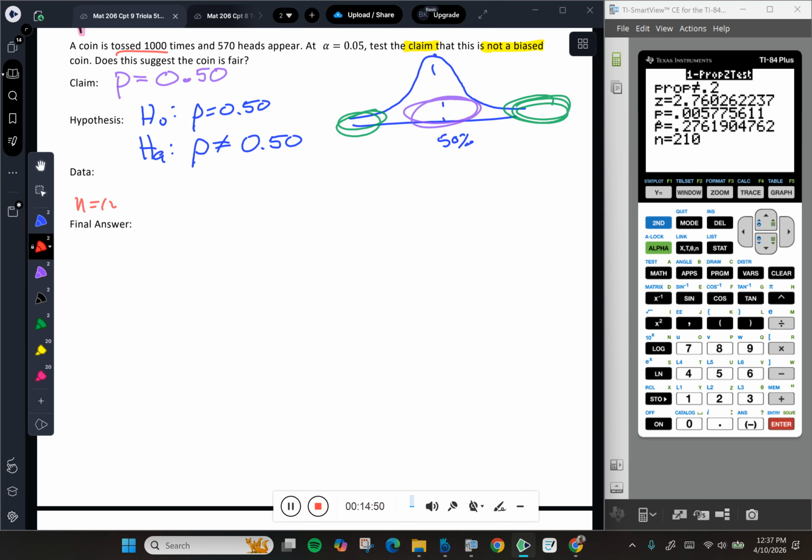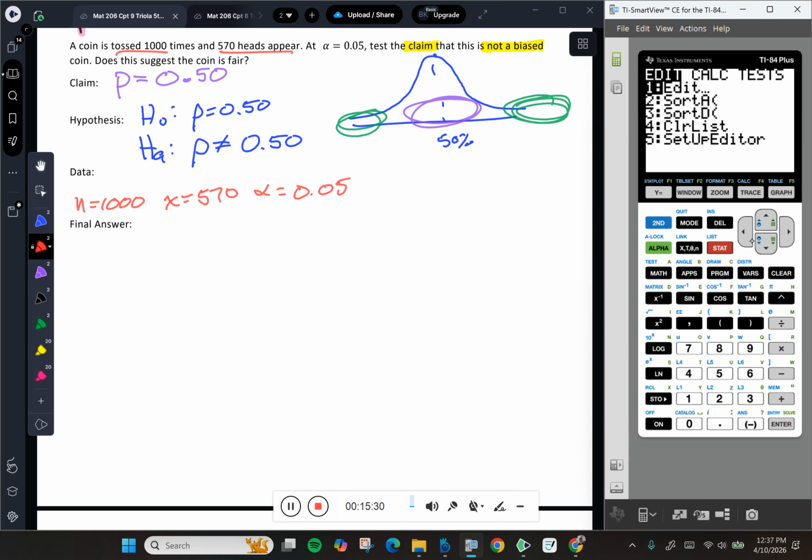Data: tossed 1,000 times. So we ran the experiment 1,000 times. X is 570. That is probably one of the worst 5s I've ever written. Let's fix that. All right. N times P is X, 570 successes. If there's 570 successes, then N times Q would give me 430 failures. Both of those are way bigger than 5, so I'm not really worried about it. My sample size is sufficiently large enough to run the hypothesis test, and I got a significance level of 0.05. I got everything I need.